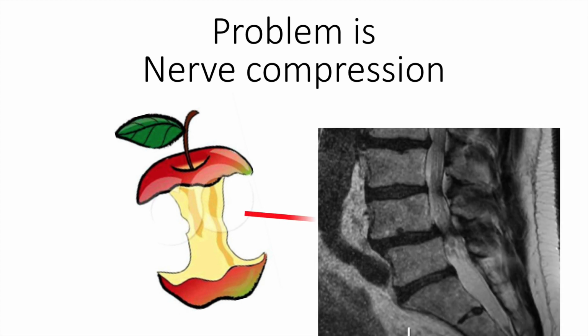The problem is one of nerve compression, so stenosis gives rise to symptoms, which we'll talk about in a moment, because it's narrow and what I call an apple core deformity. So we can see the area of tightness here where the arrow is pointing. It looks fairly similar to an apple core.